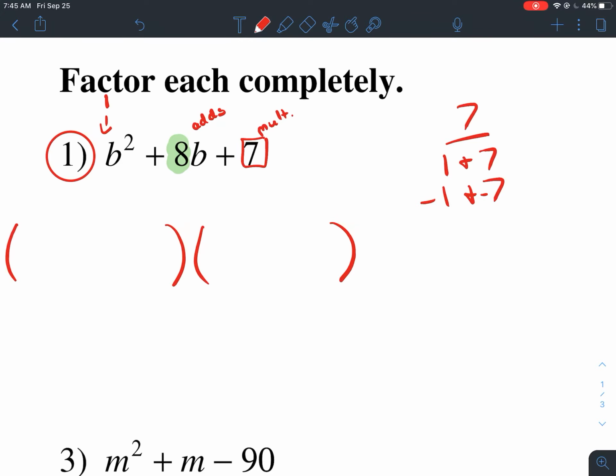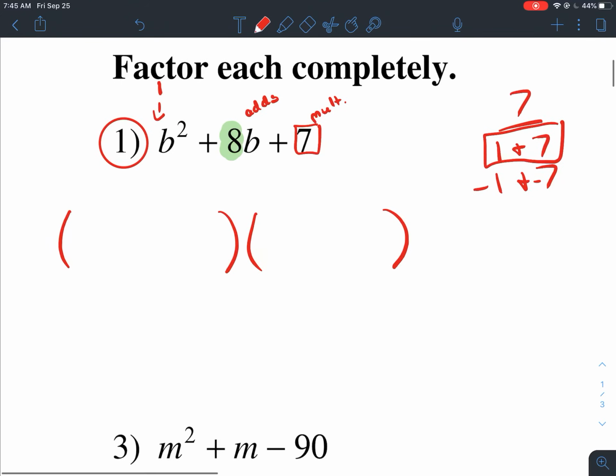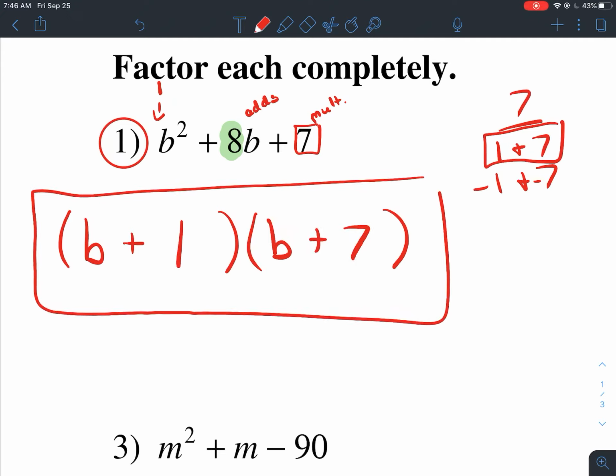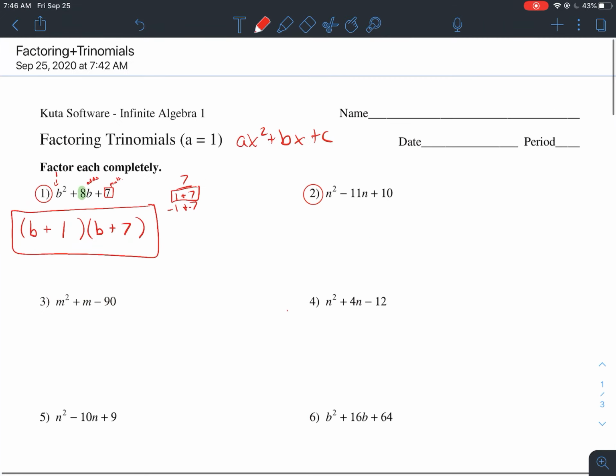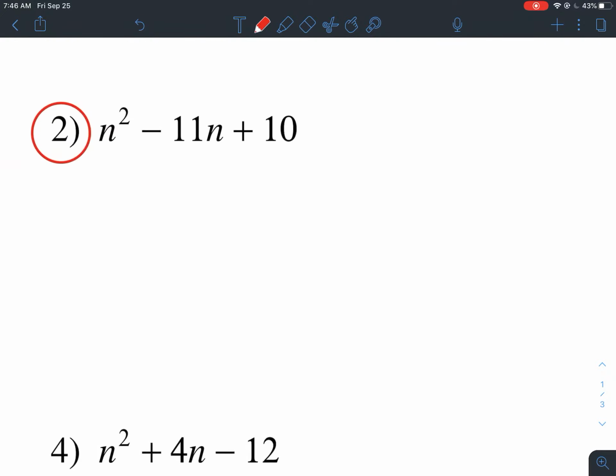So then we have to look, okay, looking at all of these factors, which one of these is going to add to give us a positive 8? Well, looking here, if I do 1 plus 7, that's going to give me my positive 8. So I'm going to put my n's in there. And since it's a positive 1 and a positive 7, this would be my answer. All right. So let's go ahead and try another one.